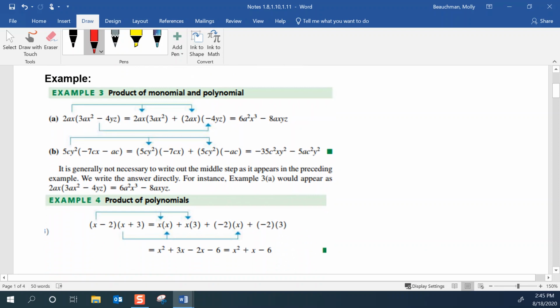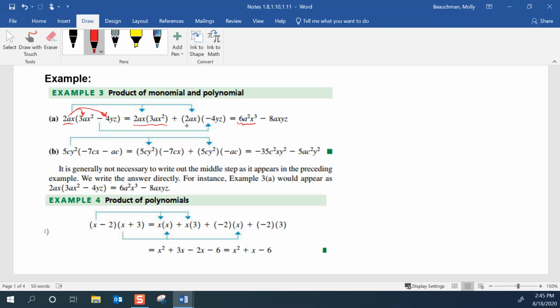The first one is example 3. The product of a monomial and a polynomial. A monomial means single term. So when we take a single term and multiply it times an expression, that means to multiply that term times each term inside the expression. The next step shows we're multiplying 2ax times each of the terms inside the parentheses. Then simplify. So when we simplify the 2ax times 3ax squared, multiply each component. 2 times 3 is 6, a times a is a squared, x times x squared is x to the third, and that's where this part of the solution came from.